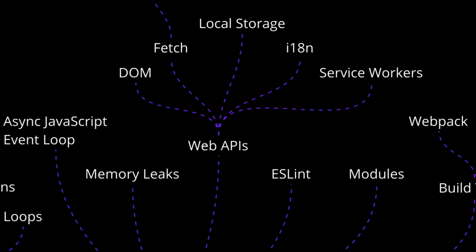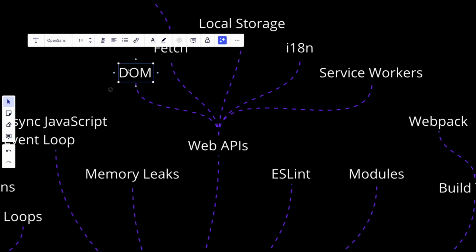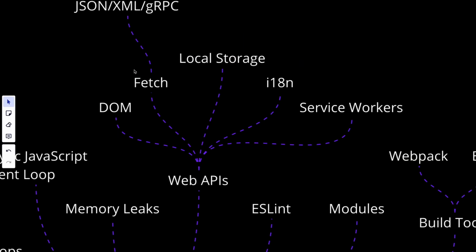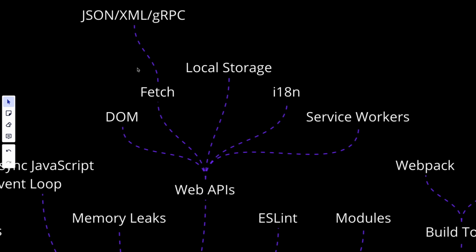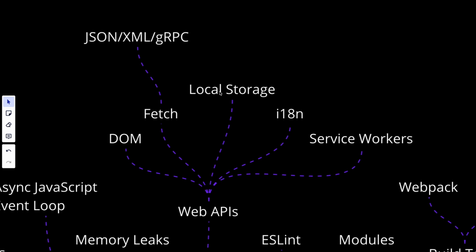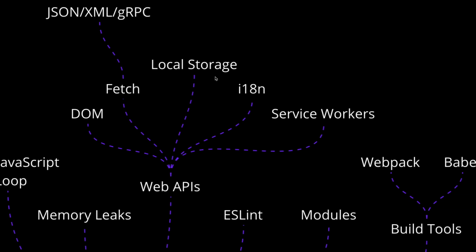You will also learn about web APIs. For example, you'll learn about the DOM and how to manipulate HTML elements on the screen, how to fetch data with the Fetch API, and while working on fetch, you'll also learn the most commonly used data formats for web APIs, like JSON, XML, and gRPC. Next, web APIs include local storage for saving data in the browser, and service workers, which add offline functionality and can handle heavy operations outside of the main thread.